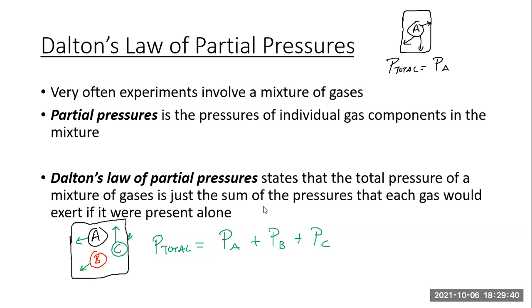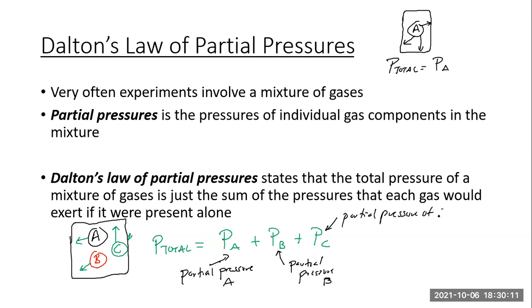And because they each contribute to the overall pressure, they're not responsible for all of the pressure. They are what are referred to as partial pressures. So this would be the partial pressure of A. This one here would be the partial pressure of B. This one here would be the partial pressure of C.